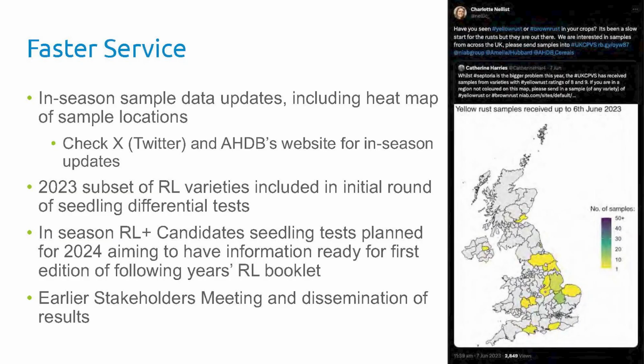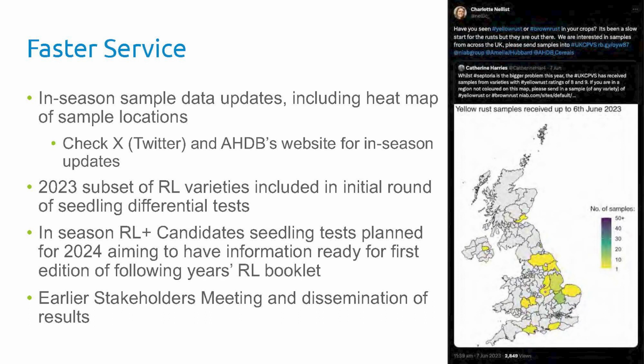As Amelia's mentioned, I'd said at the beginning about what we did traditionally in the survey, and then Amelia's mentioned some of the improvements that we've made. So in 2023, we did screen a larger number of isolates on a subset of the RL varieties. However, because we'd only done it on a subset, we weren't able to put this information into the RL booklet. So from now on, we're going to be looking at all of the RL varieties and candidates so that this information can be included in the RL booklet. So we're looking at doing more than 5 isolates.